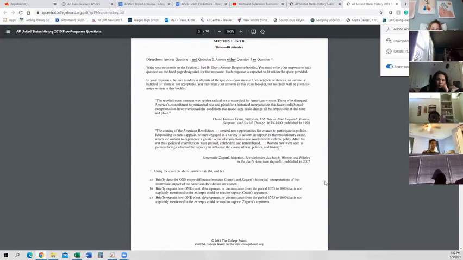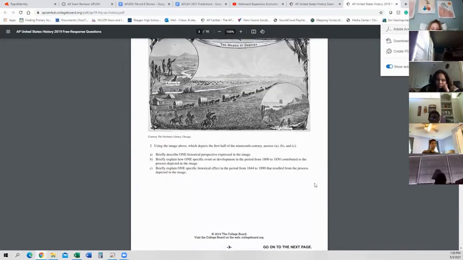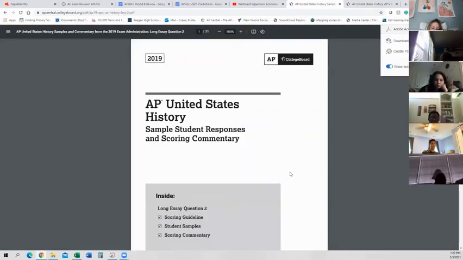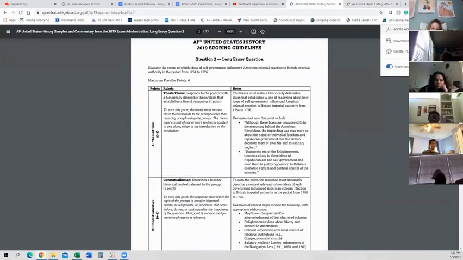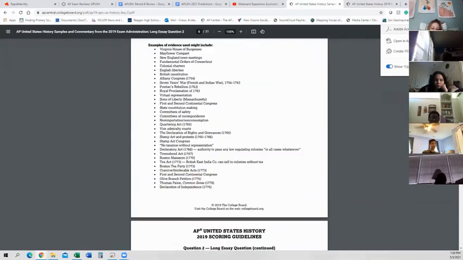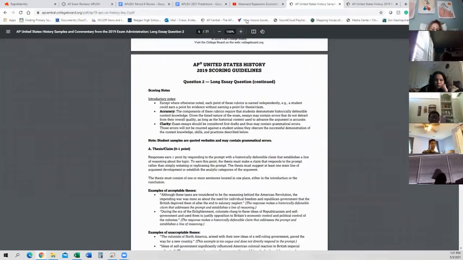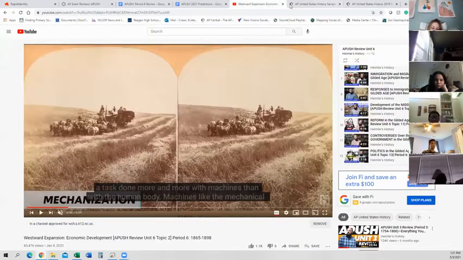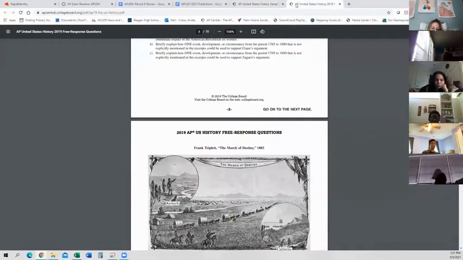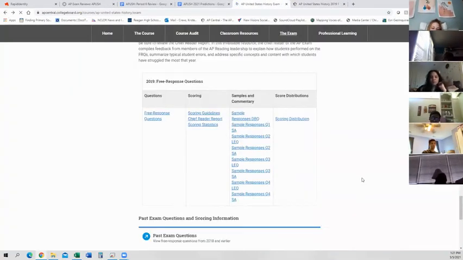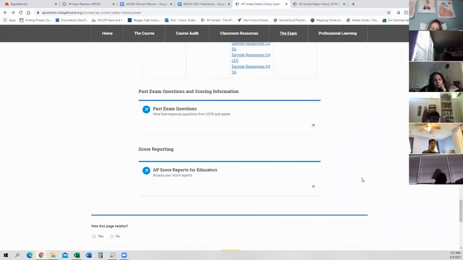These are the ones that you guys did on the practice exam. But you can look at the scoring guidelines. Here are student samples, they should have student samples that scored well. So you can look at that. These are the kinds of things that, if you're studying today, I think would be good.